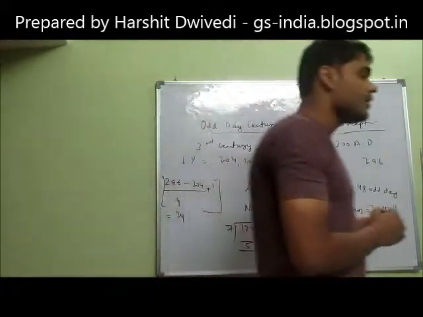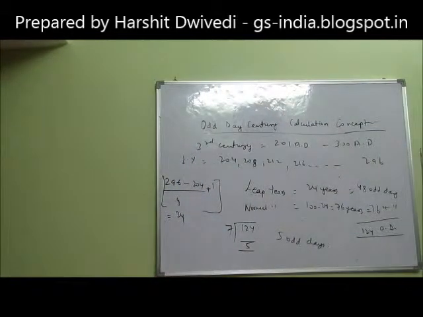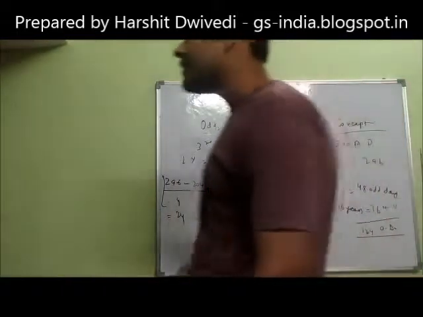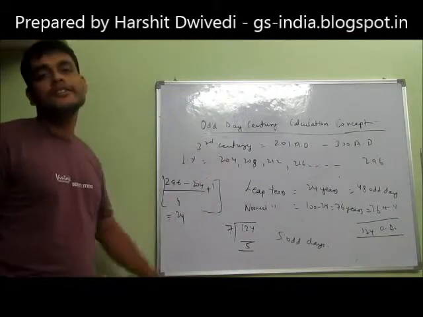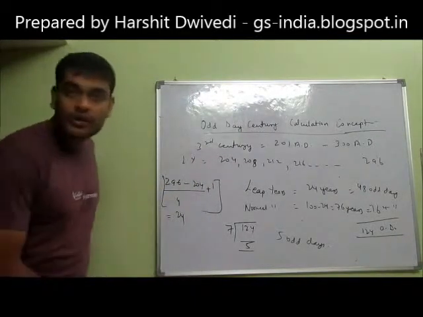So we got in the 1st century 5 odd days, in the 2nd century 5 odd days, in the 3rd century 5 odd days. Same method, I did it 3 times so that you are dead sure on this thing. Now I am going to do the calculation for the 4th century.